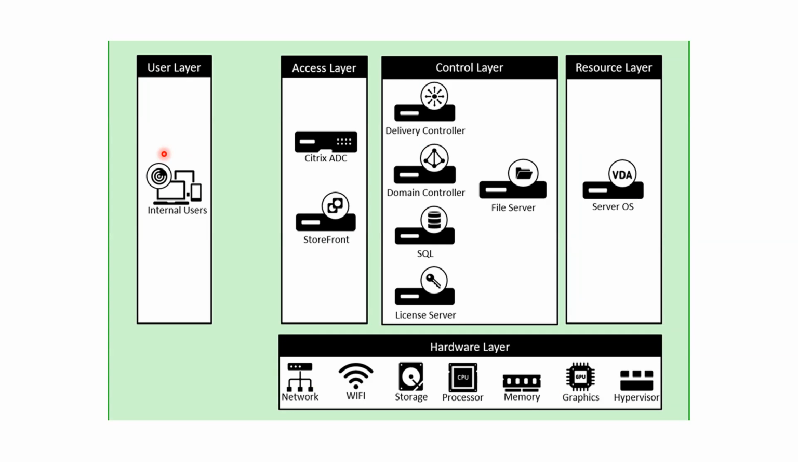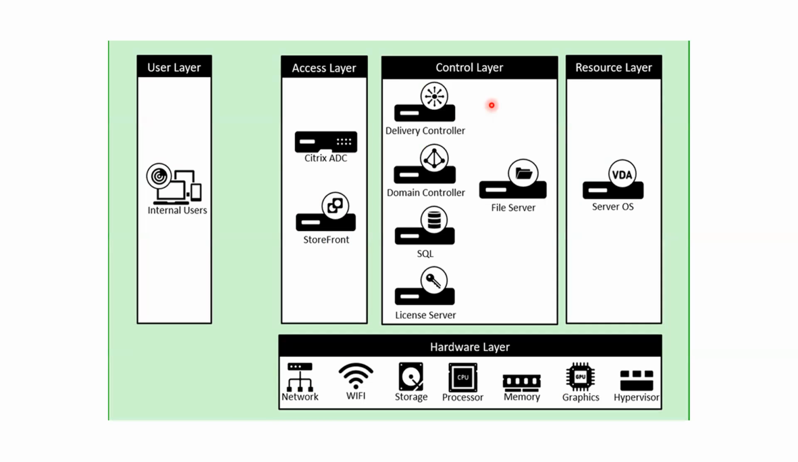Okay. Now coming to the access layer. In the access layer, we have two major components. The first one is your StoreFront and the second one is your NetScaler ADC or Citrix ADC. Why do they come under the access layer? Because these components are responsible for providing access. They are the gateways for the end user. Without them, the user will never be able to reach the resources you have hosted here. So in the access layer, you will find two components, Citrix NetScaler ADC and StoreFront.